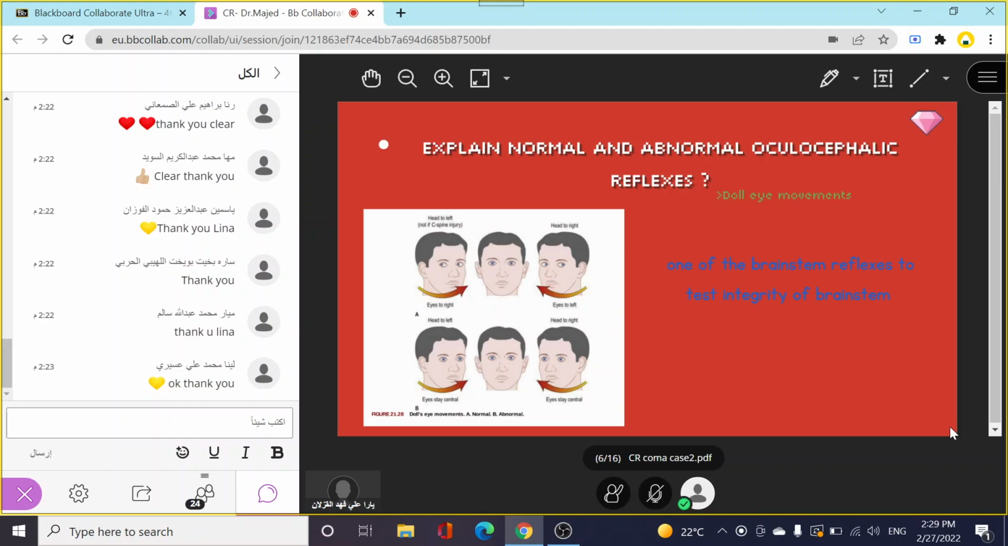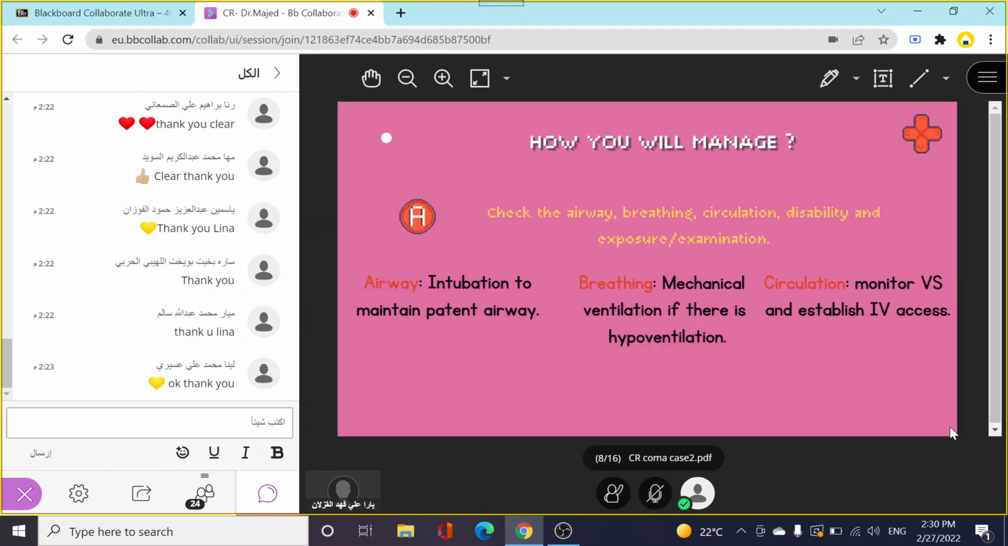The oculocephalic reflex is a brainstem reflex. So since the patient has a negative oculocephalic reflex, it indicates a brainstem injury or lesion. How will we manage it? It's a trauma patient. First, the ABCDE. He's a coma patient, so intubation is a must to maintain a patent airway.